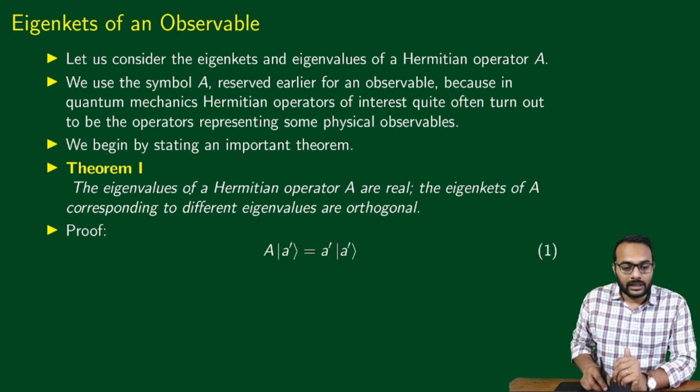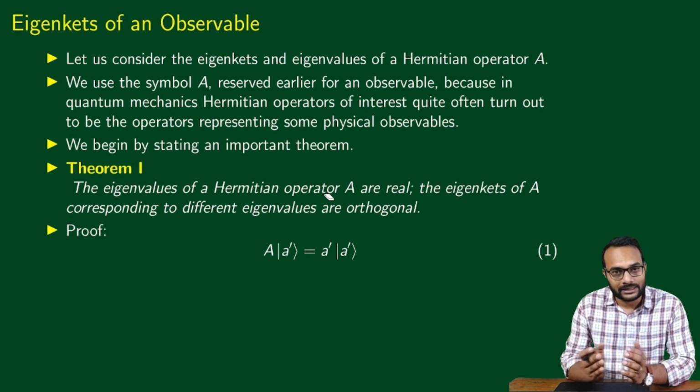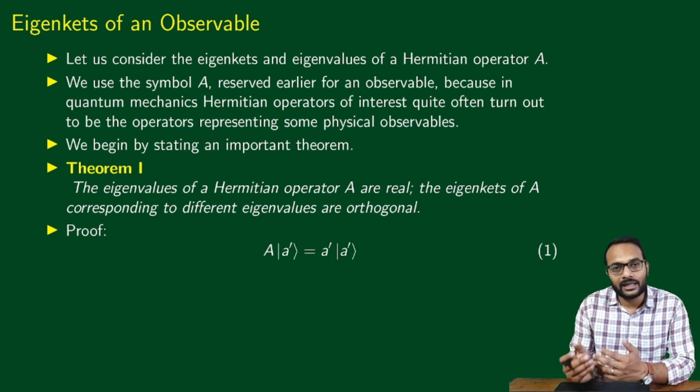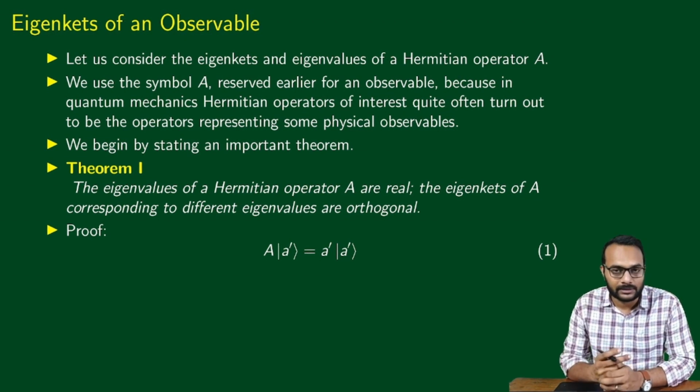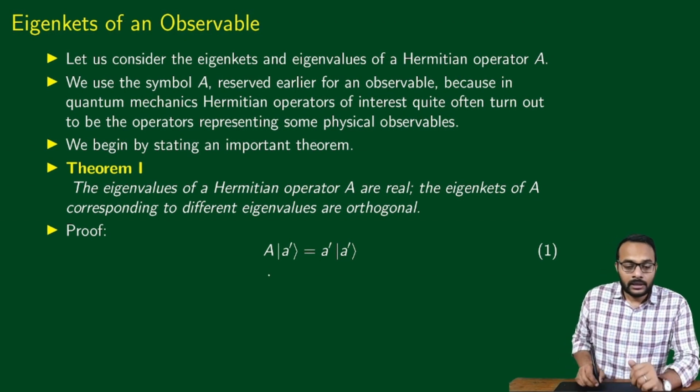Okay. Now there are two parts to this theorem. The first part says that if the operator is Hermitian, then its eigenvalues are always real. The second part says that the eigenkets of A corresponding to different eigenvalues are orthogonal. So we have to prove both these parts. The proof goes like this.